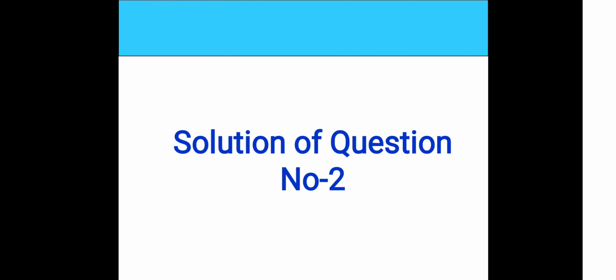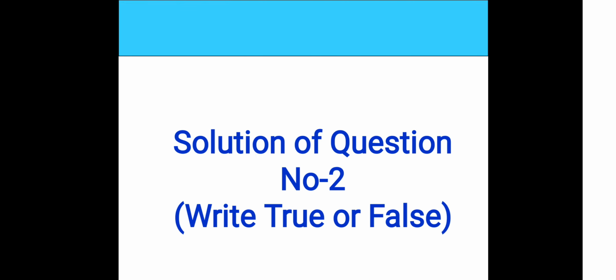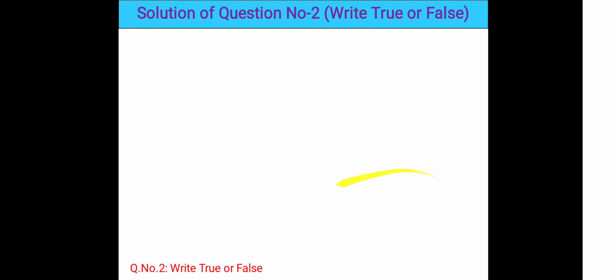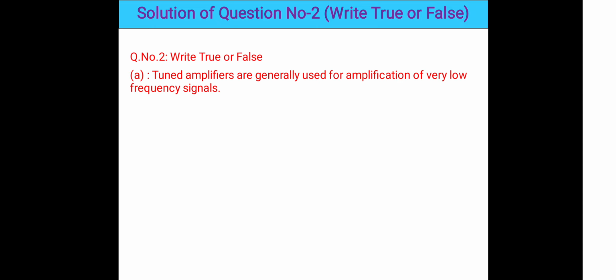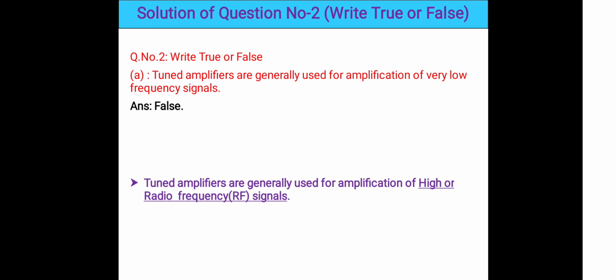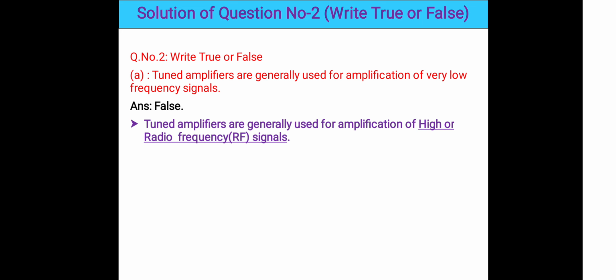So the next question is question number 2, that is true or false. See the first question of true or false. Question A, tuned amplifiers are generally used for amplification of very low frequency signals. No, this statement is false, because a tuned amplifier is used to amplify a small narrow band of frequency, but it amplifies high or radio frequency signals. Tuned amplifiers are generally used for amplification of high or radio frequency signals.